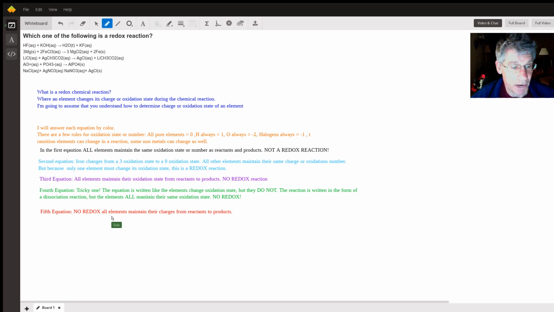Number 5, the fifth equation, if you look again at the charges of all these elements in this equation, they maintain the same charge. None of them gain or lose any electrons. There's no reduction or oxidation going on here in this chemical reaction. That is not a redox equation.